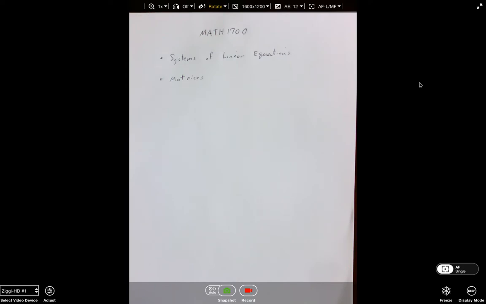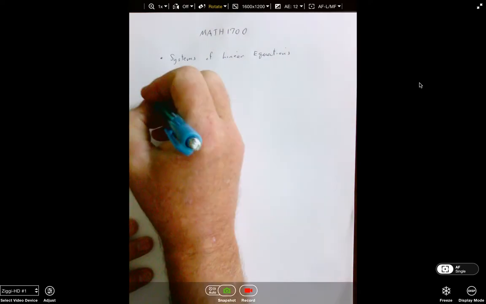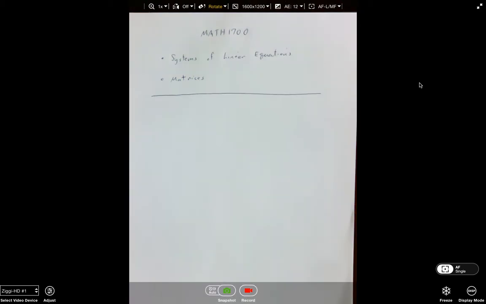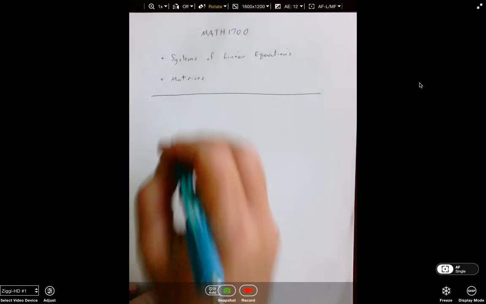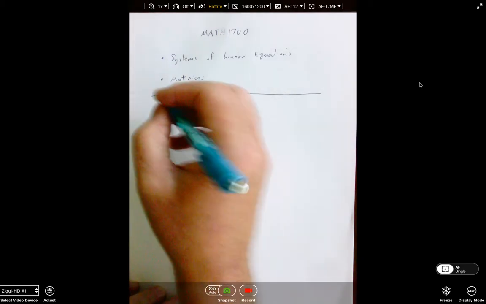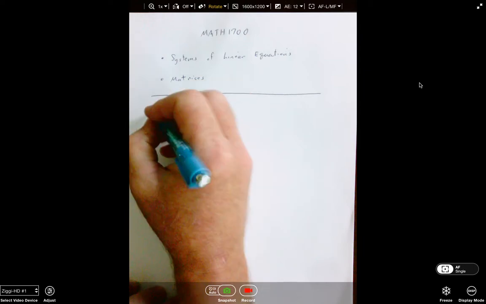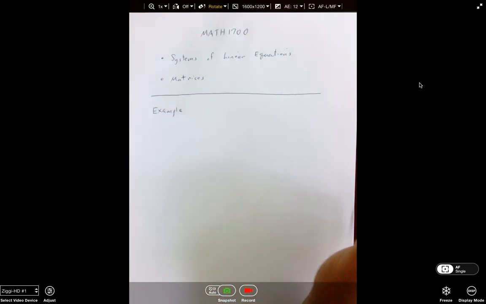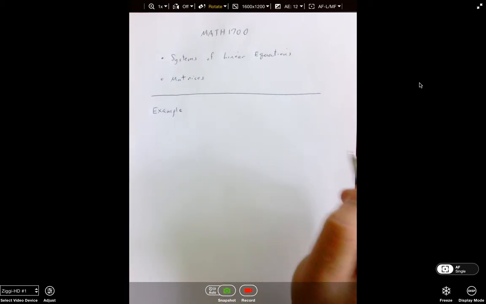Honestly, it makes things easier. It really does. It makes some of the stuff that you've done in previous math courses easier. Now, just to give you an example, it's kind of hard to get started here because I'm trying to think where I want to head with this, because I don't use notes. I just kind of shoot from the hip.